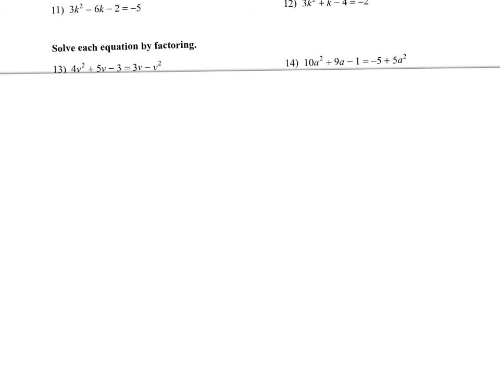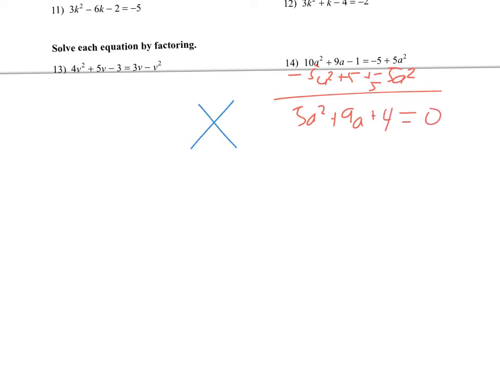All right, next up, we want to solve these by factoring. Anytime we're factoring, we always want to get one side to 0. So I'm going to subtract that over, and I'll add the 5 over. And so I get 5a squared. The 9a had nobody to combine with, so I'm just going to leave it there. And then plus 4 equals 0. So now we'll factor this. We're thinking of 2 numbers that multiply to 20 and add to 9. So that's just 5 and 4.